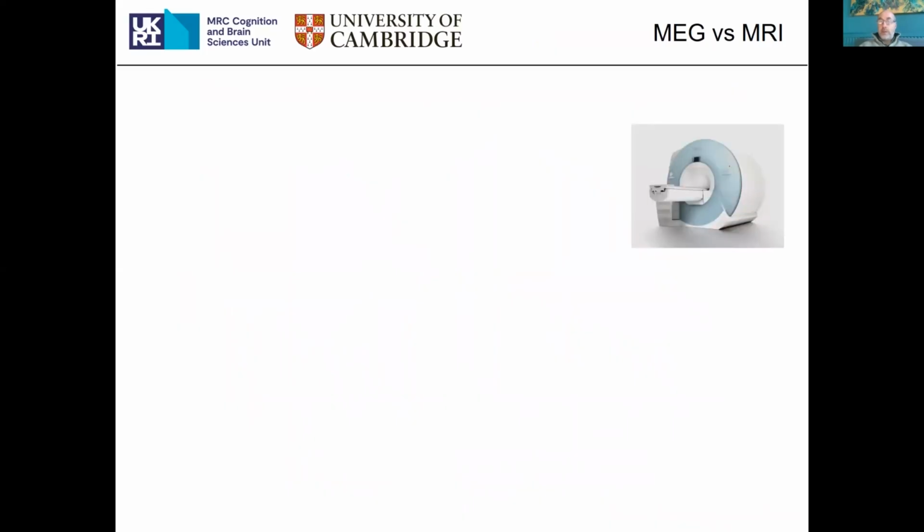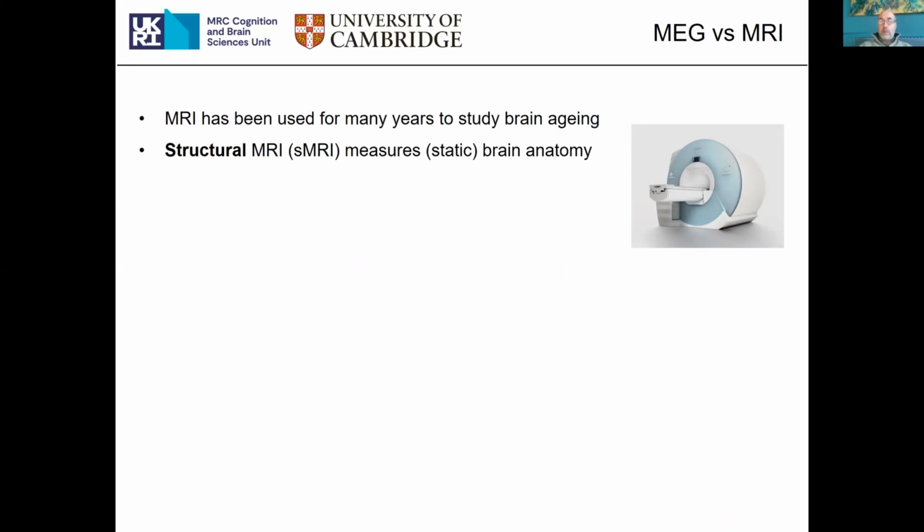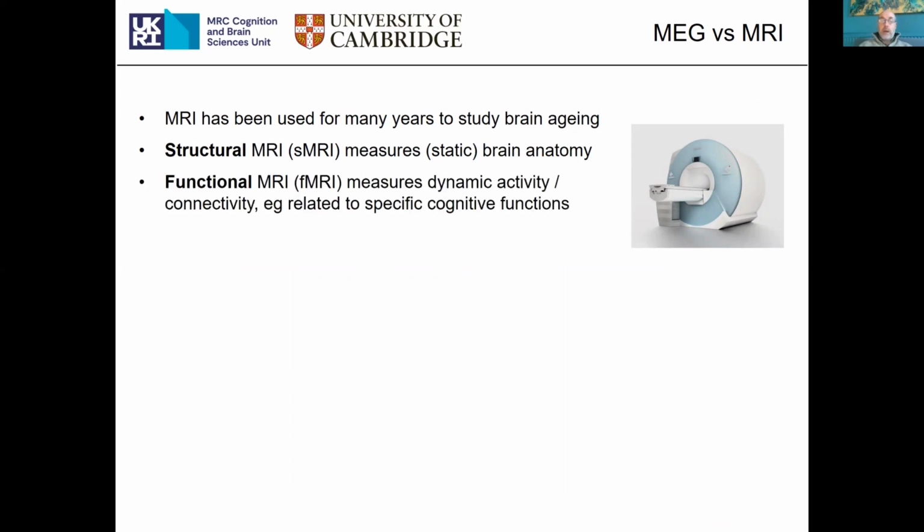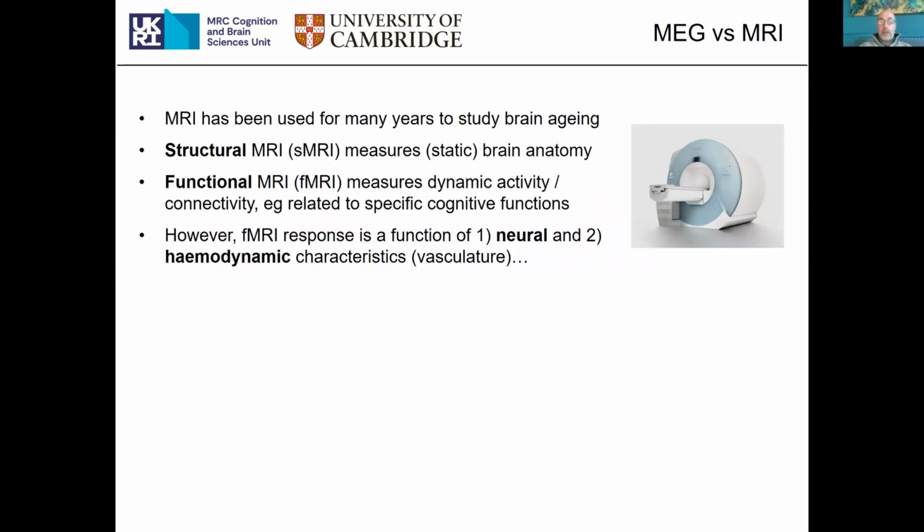So I've been showing you MRI scans, which has been used for many years to study aging. But of course, structural MRI is a static measure of the anatomy at one time point. Whereas functional MRI is an ability to track neural activity or connectivity during a particular task in the scanner over a matter of minutes. And fMRI has also been used to study aging, but we have to remember that the fMRI response is a function of both neural and hemodynamic properties. So it's affected by the vasculature of the brain. And we know that aging affects both of these.